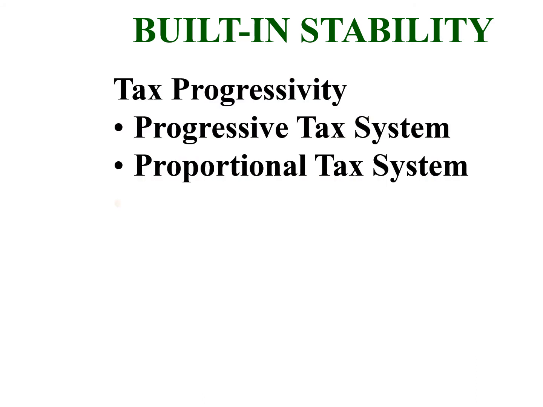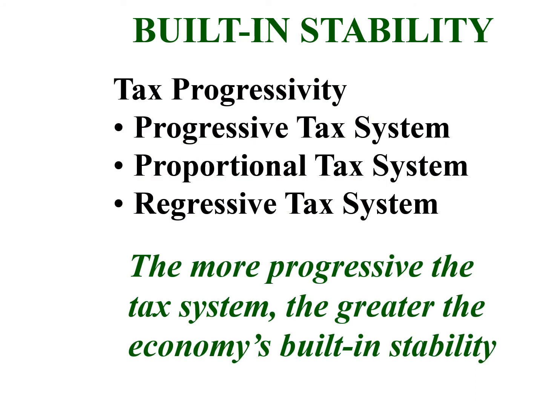Now, one thing about built-in stabilizers is that if we so desired, we can make the built-in stabilization system a bit stronger, right? So the more progressive your tax system, the more built-in stability you have in the system. So we think about the average level of tax collection, right? So we do total tax collection over GDP.